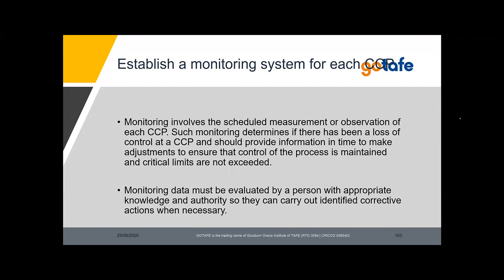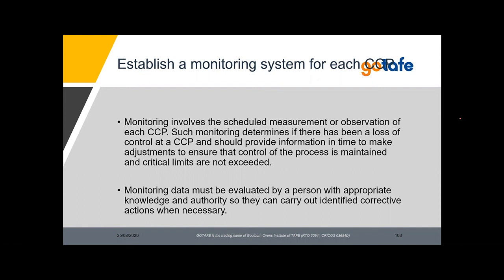And then after that, you have to establish a monitoring system for each of the CCPs. Okay. So monitoring involves the scheduled measurement or observation of the CCP, and you already set up the critical control limit, and in some cases you have different items you need to monitor. Such monitoring determines if there has been a loss of control at the CCP, and should provide information in time to make adjustments to ensure that control of the process is maintained and the critical limits are not exceeded. Okay, and if anything happens, you have to straight away understand when that happened and how far the trend has moved away from the control limit you set up there.